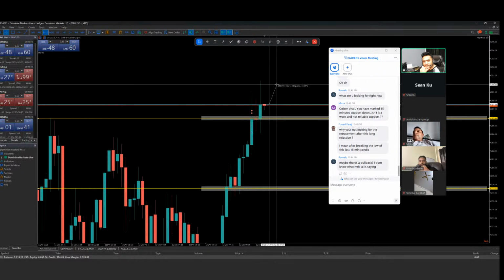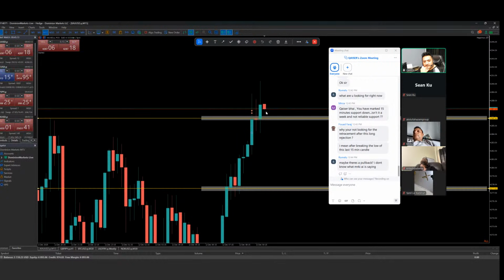But in this way, I will wait for the next 50 minute candle to be closed, because there's 50 minutes left for the opening of London session. So I'm thinking that London might bring something to the table, to be honest. Maybe there is a pullback. I don't know what the market AI is saying. Let me look at the market AI.